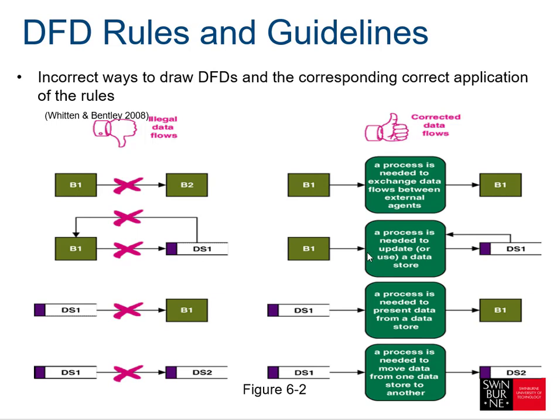So the correct way is the right hand side diagram. So you must have a process. So the external agent supplies information to the process, which processes the information and writes it back to the data entity, right? So in order to process this information, sometimes the process needs some information read from the entity as well, and processes it and then writes it back. So that is the correct way to model this data flow context.